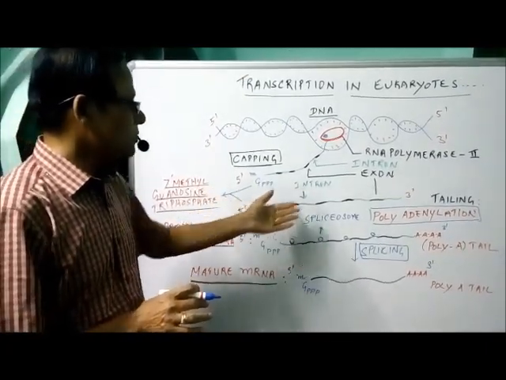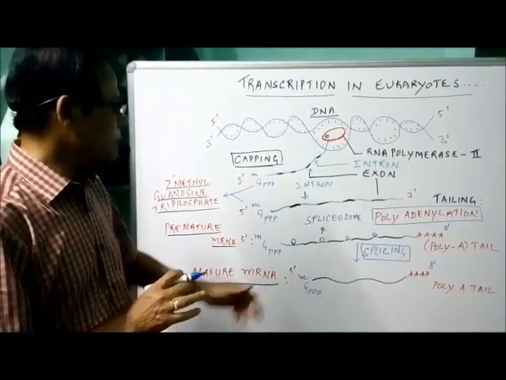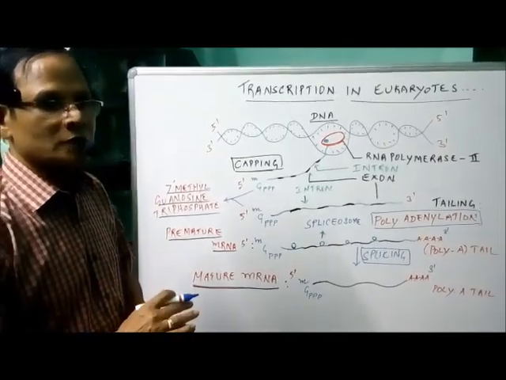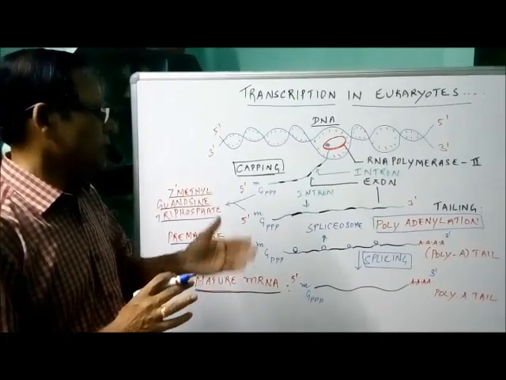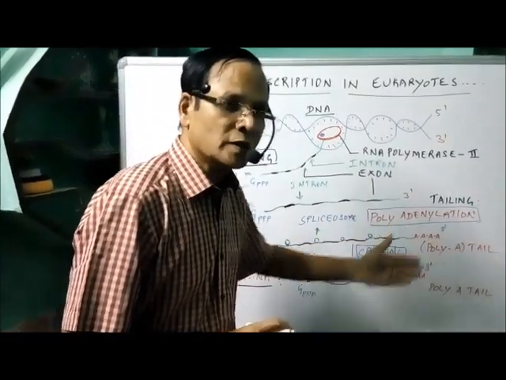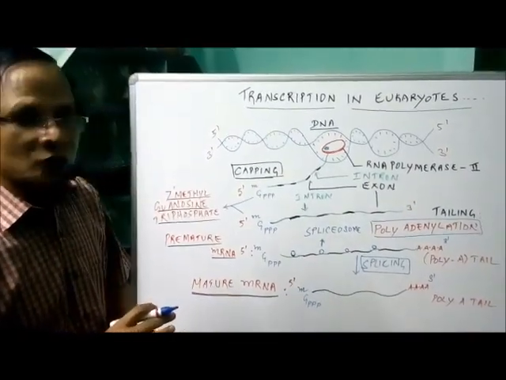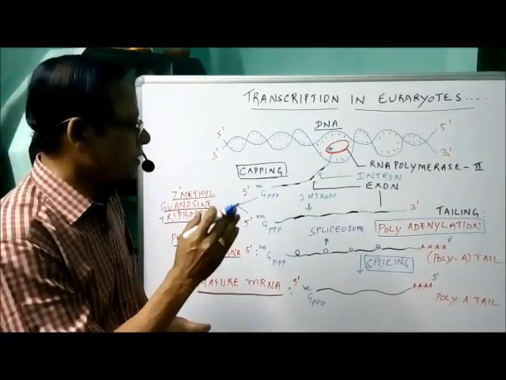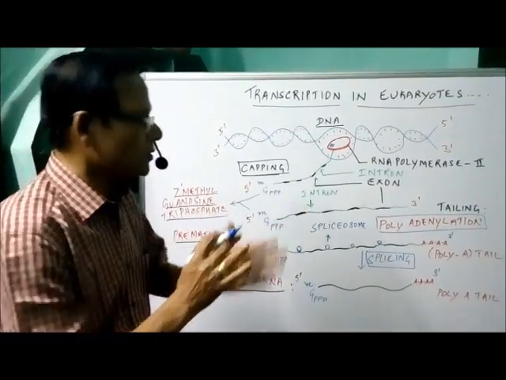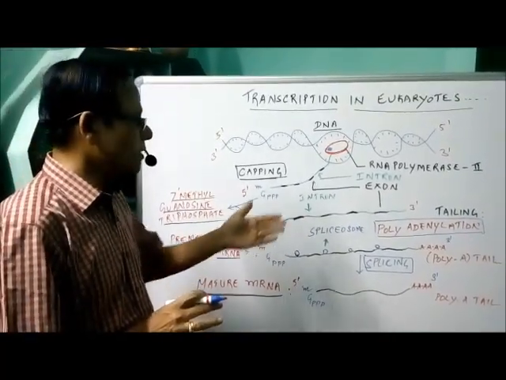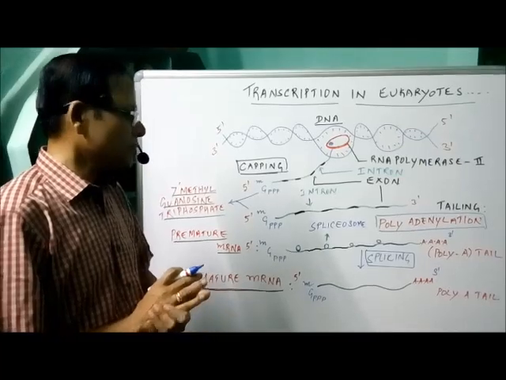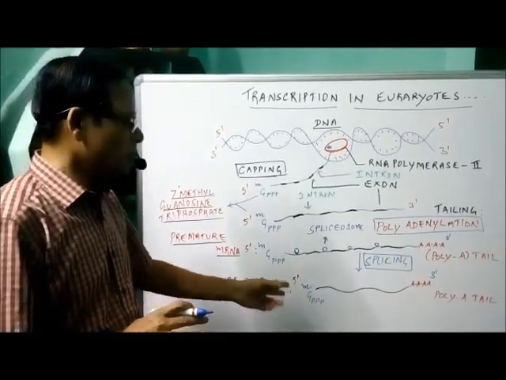Now while the process is going on, the splicing occurs. The splicing is nothing but a process of removal of introns and joining of exons. At the same time, while splicing is going on, we have the addition of 200 to 300 adenosine nucleotides at the 3' end, and that tail is called the poly A tail. The process is called the tailing process. As soon as we have the tailing process, the capping process, and the splicing completed, we have the mature mRNA.